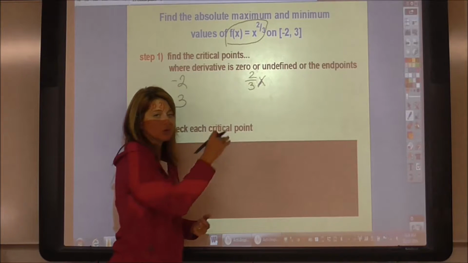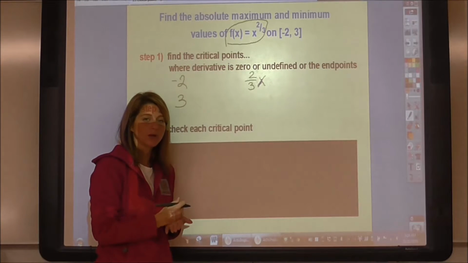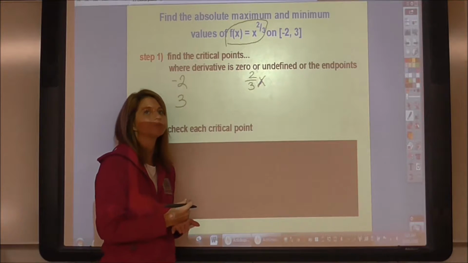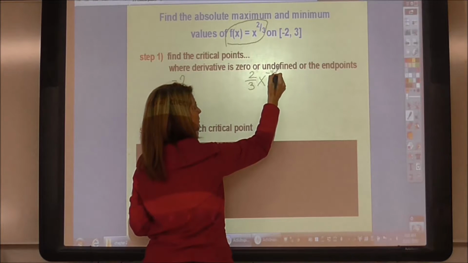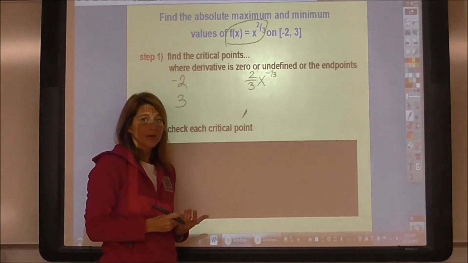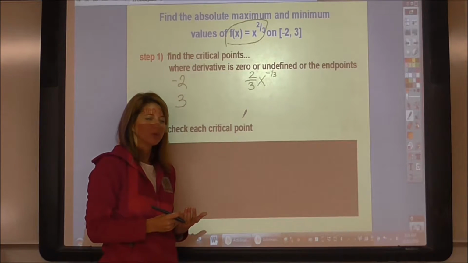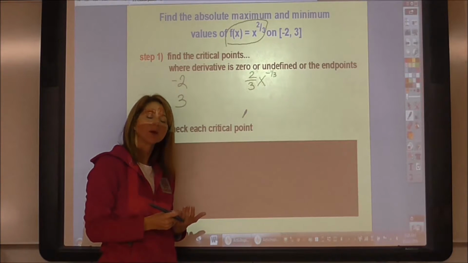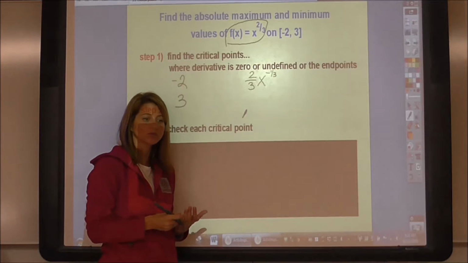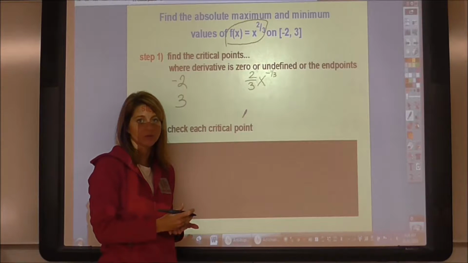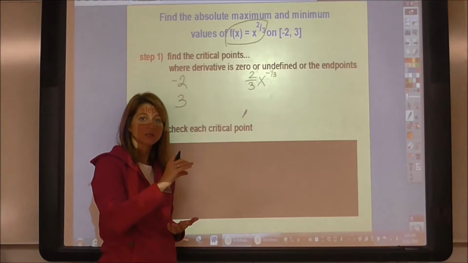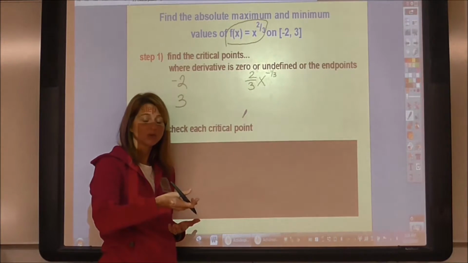And then the 2/3 has to drop down by 1. What's 2/3 minus 1? -1/3. Okay. This is the right answer, but I'm going to rewrite it a little bit because I think that will help me figure out where the derivative is undefined and where the derivative is 0. Take that x to the -1/3, put it in your denominator.